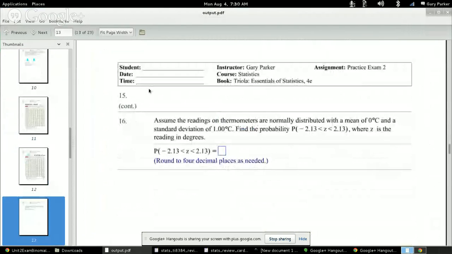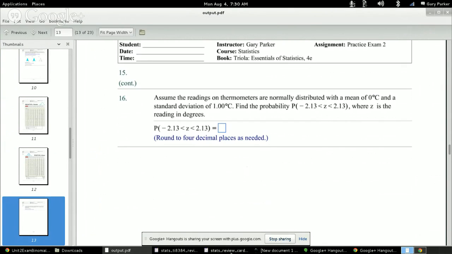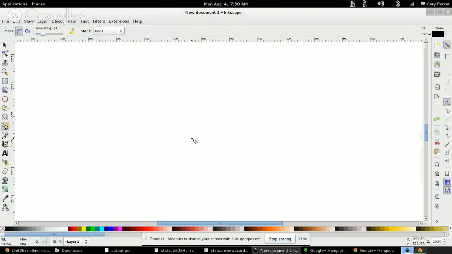Let's take a look at. All right, so 16 asks us to do between two values. Okay, so we want z to be greater than negative 2.13, but less than 2.13. So we're in between those two. Again, I'm not going to use a table here. I'm going to draw a picture of what I'm finding now, and I'll find it.